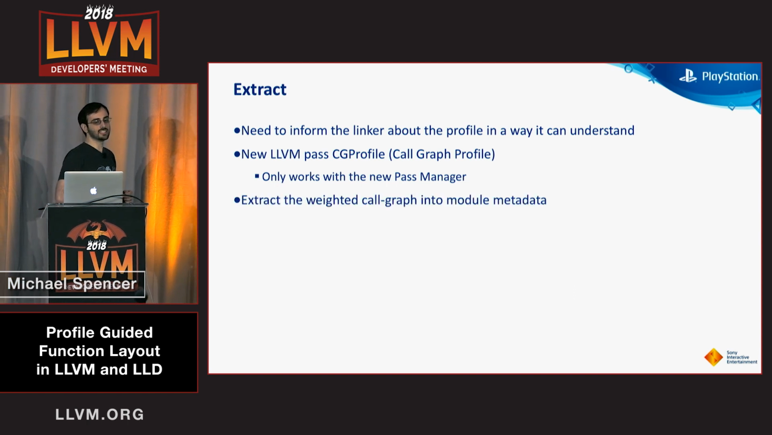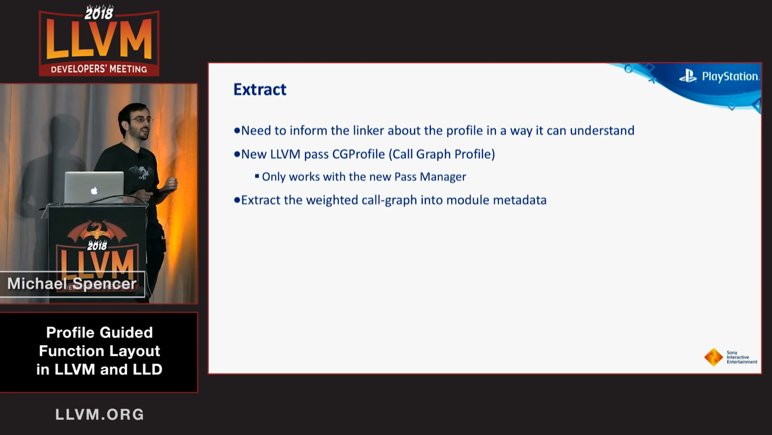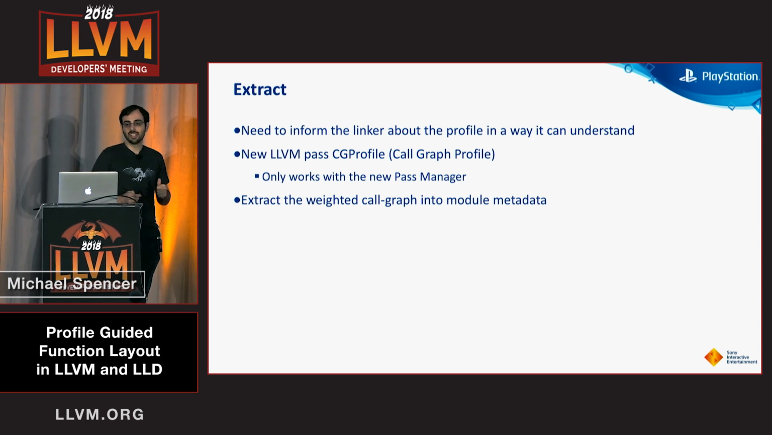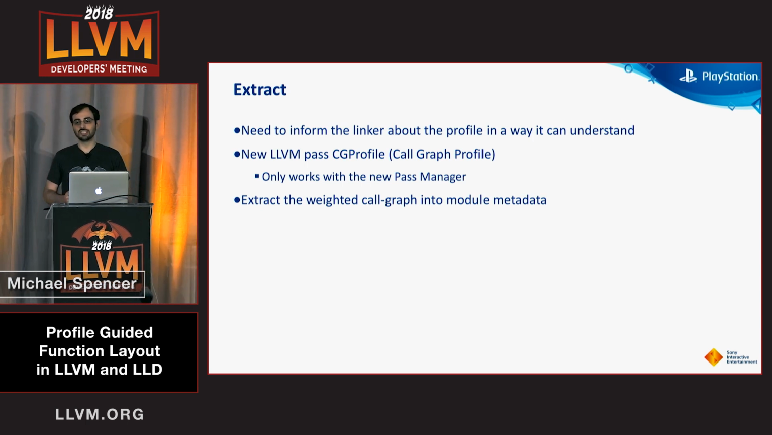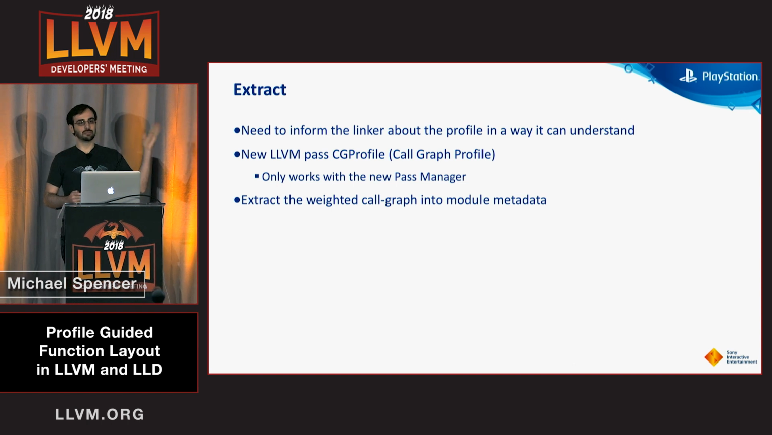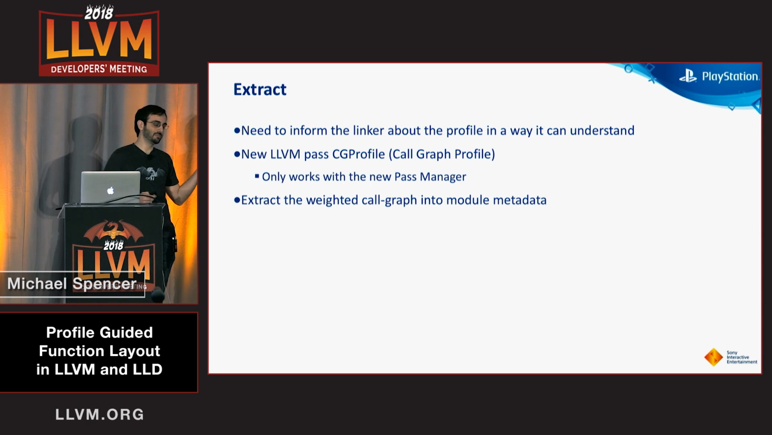What this pass does is extract the weighted call graph into module metadata. It does this by just looping over all the basic blocks and all the instructions in the functions. Whenever it sees a call, it asks, hey, how hot is this basic block?